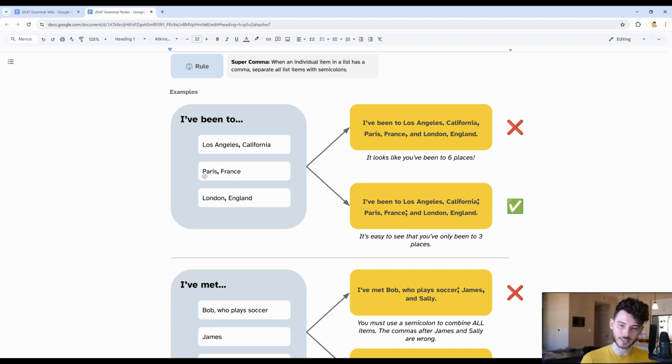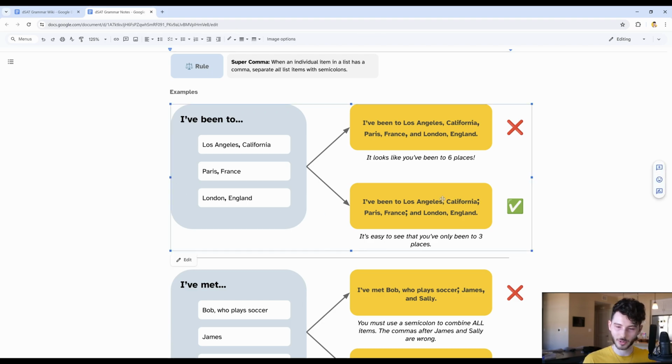But if I have a list of places I've been to and I separate them all with commas, it could potentially look like it's 2 places. This bottom version here fixes that. Los Angeles, California, semicolon. Paris, France, semicolon. That's just a way of saying we've only been to 3 places, but each place has a comma inside of it. You would technically still use a semicolon for all items, even if only one item has a comma.